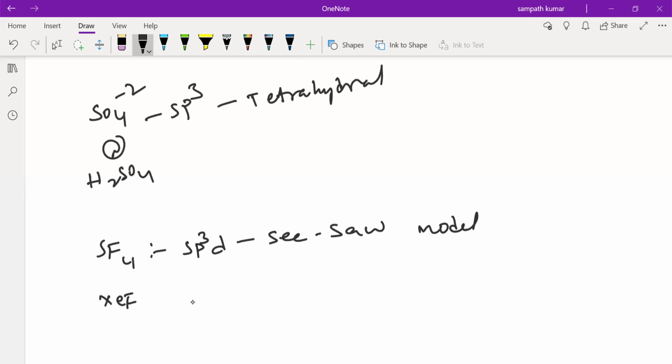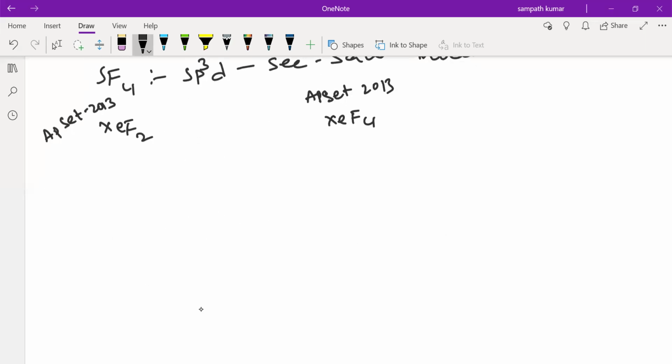Xenon difluoride and xenon tetrafluoride. These two also appeared in the AP set 2013, on hybridization. What is the hybridization of both? For XeF2, sp3d, linear. Sir, sp3d linear.